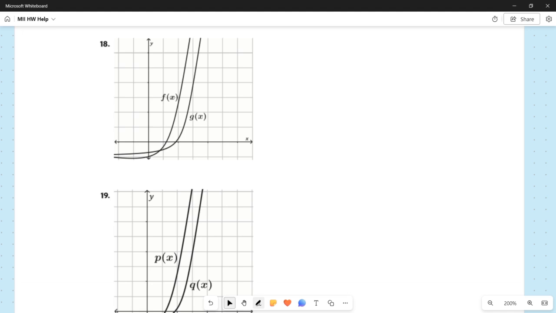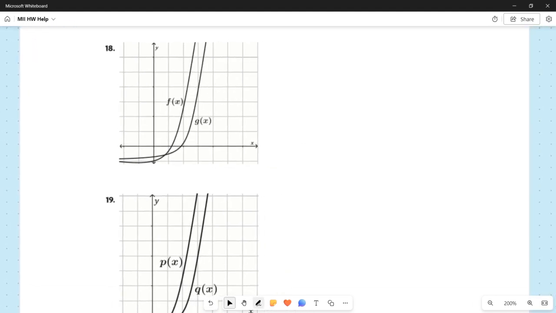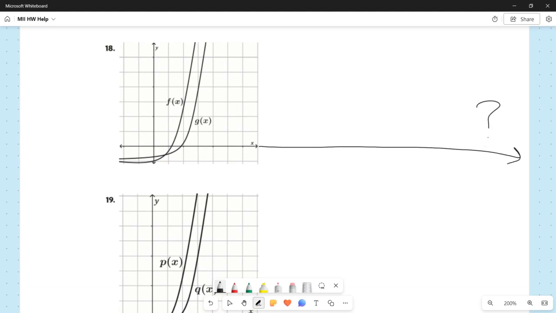So in this case, it turns out that both f of x and g of x are what are called exponential functions. Now, exponential functions are an entire topic that we don't have time to go into right now. But again, the directions are the same as before. Determine which function will be increasing faster when x is very large. So again, we're talking about what's going to happen when we go all the way to the right here? Which function, f of x or g of x, is going to be increasing faster?